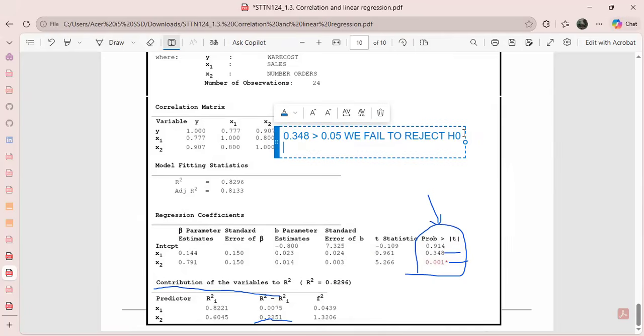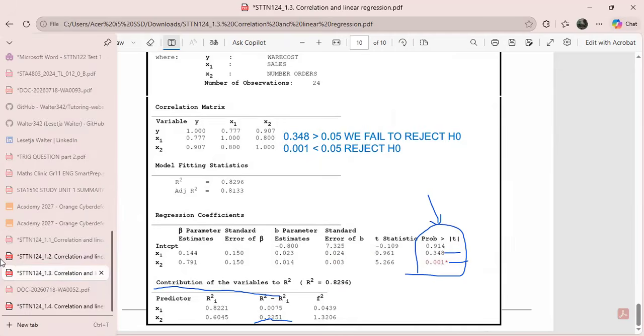Let's go to another one. Here we have 0.001. Between 0.001 and 0.05, the bigger one is 0.05, so you're going to compare with 0.05. If it's like this, what do we do? Reject H0. The minute you reject, it means it is statistically significant. Then you write that x2 is the one which is statistically significant. But remember, don't forget to formulate the null and alternative hypothesis when you state your decision. So that's how you do it when you come to this part.